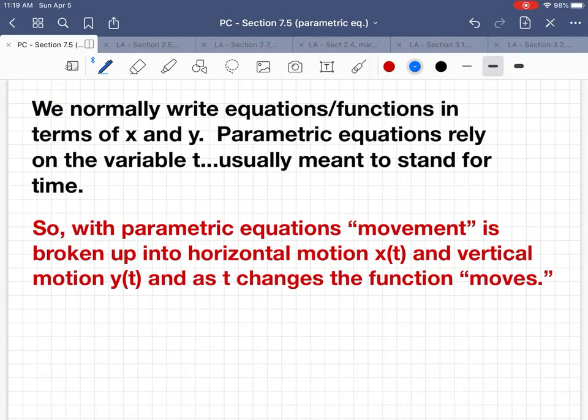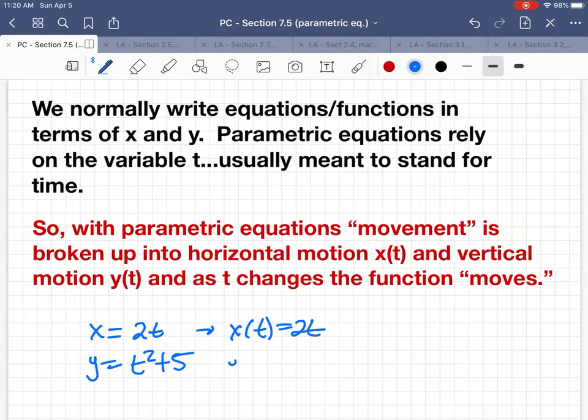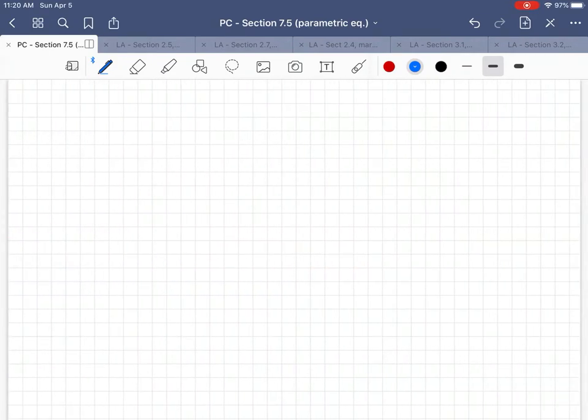And so, a lot of our problems, we can say x equals, like you saw on the last page, like the first one we're going to do is x equals 2t, and y equals t squared plus 5. But somebody could also write this, x of t equals 2t, and y of t equals t squared plus 5. It just depends whether they're writing it in function notation or just regular basic notation. All right, so let's get started with our first equation here.